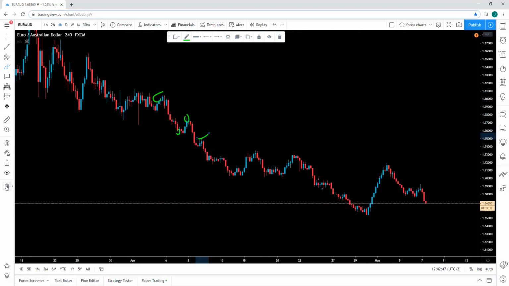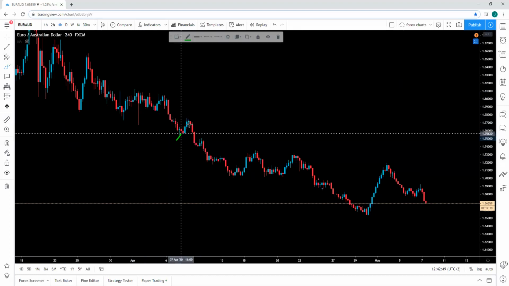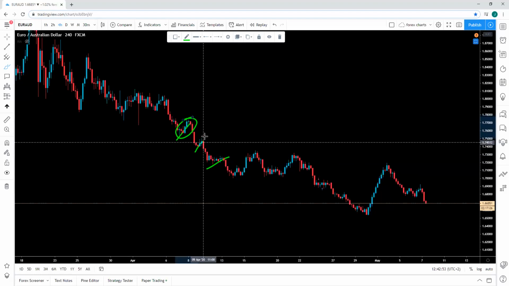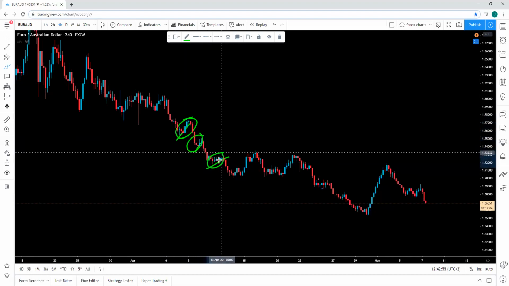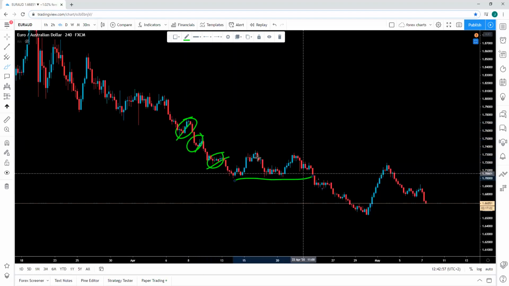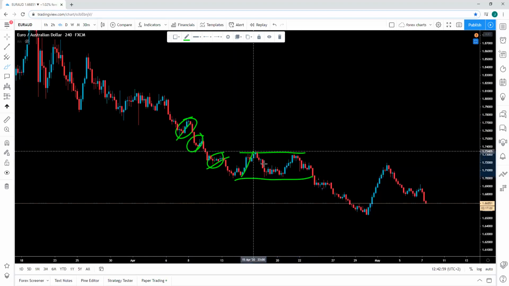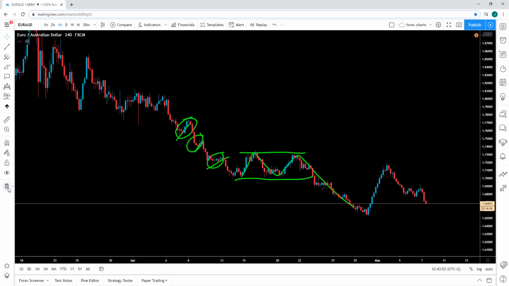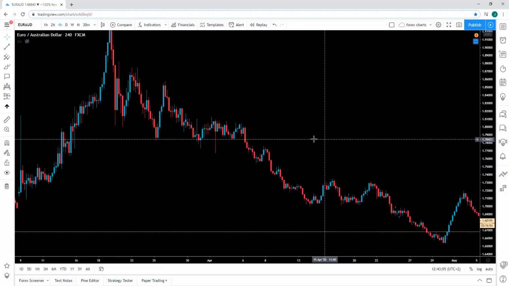So then there's pullbacks like this, and this is where we want to get involved in the market. I'm going to teach you all about these patterns, how it works. This is also a reversal pattern, but this is the A, B, C that I explained, and then continuation. So there's many different things that are happening in the market. I just wanted to show you this.